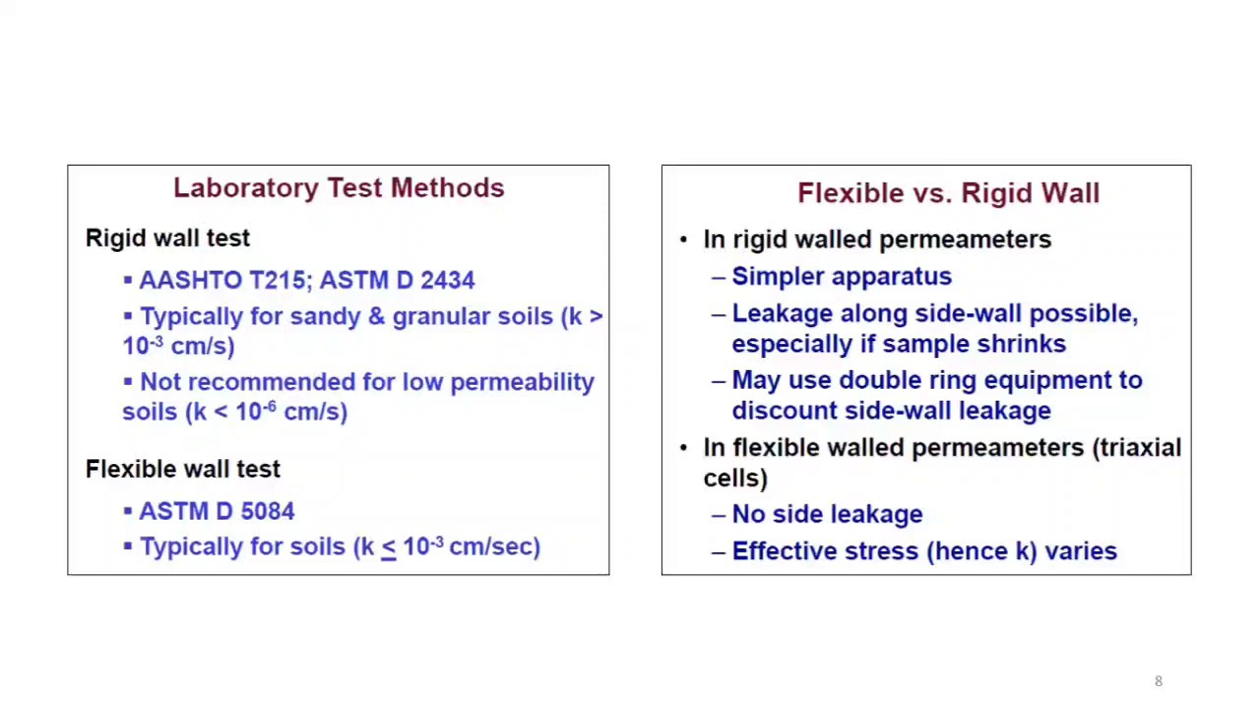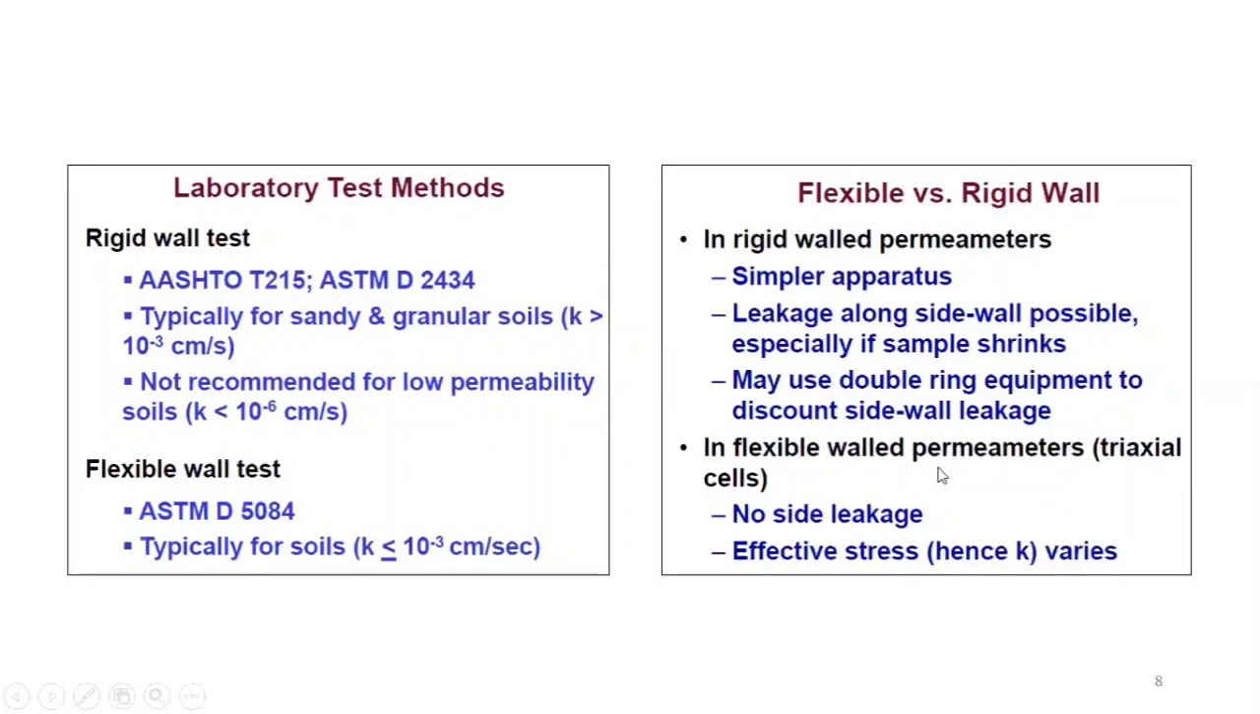The main difference between flexible and rigid wall is that rigid wall permeameters are simple apparatuses. I'll show you some photos afterwards. But the problem is they have leakage along the side wall. That leakage especially happens when the sample shrinks, so you get water moving at the sides of the sample. That means you're not getting the actual permeability. We still have some solutions, like using double ring equipment, but a better solution is using flexible wall permeameters, because they have a membrane on the side and there's no side leakage.